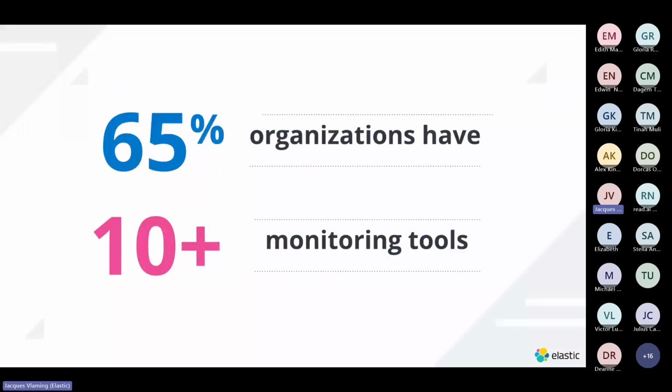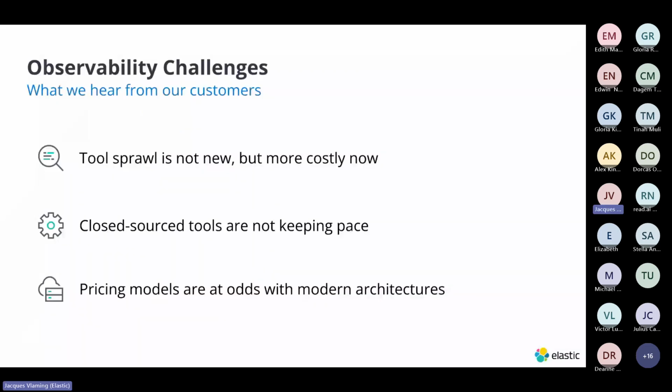So when we speak to our customers, 65% of organizations say that they have 10 or more monitoring tools. And this is effectively what we're aiming to solve and optimize using Elastic Observability. Just some challenges around observability. Tool sprawl. We all know about tool sprawl. It's not new, and it's more costly than ever.